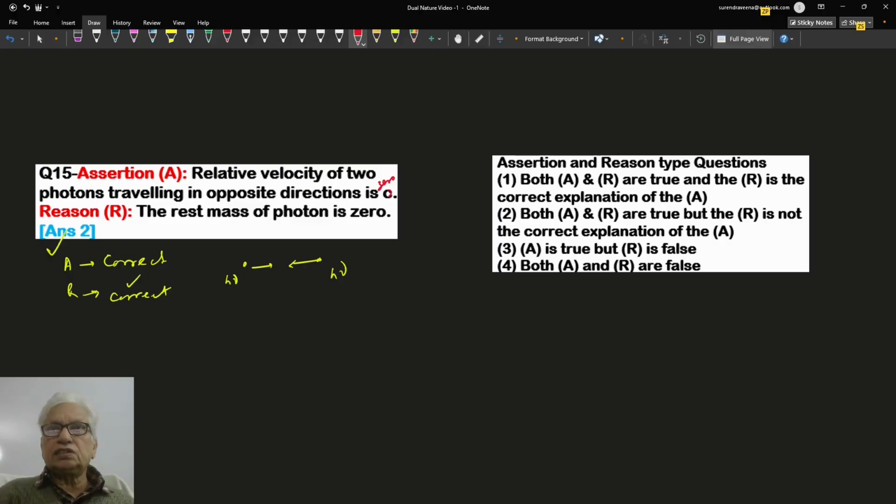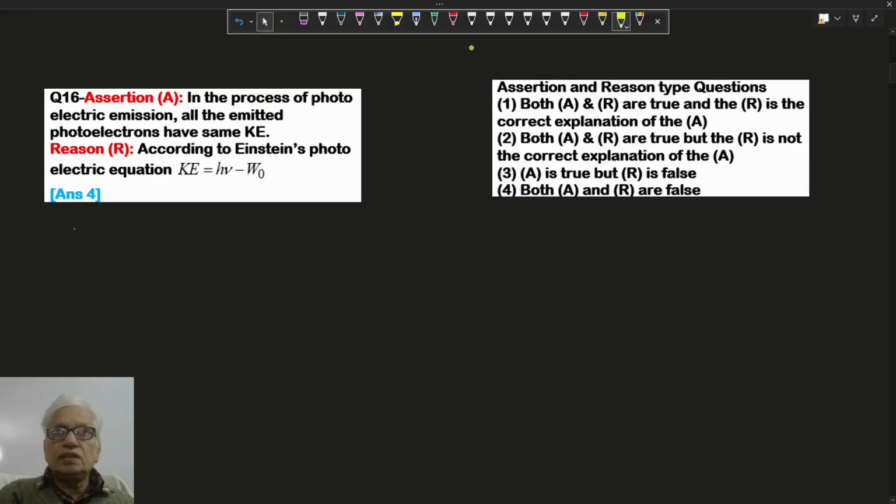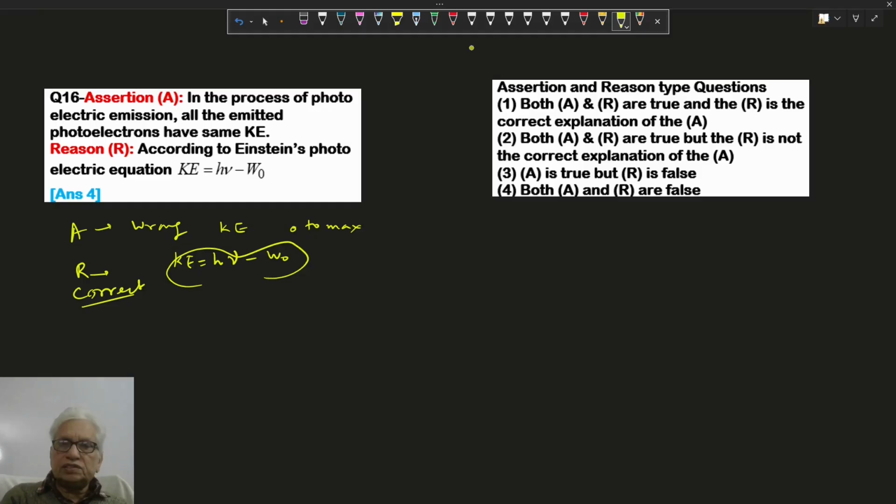So in this question, the relative velocity of two photons traveling in opposite directions is 0. It is possible. The rest mass of a photon is 0. This is also correct, but it is not explaining the assertion. Option 2 is correct. Here, the assertion: in the process of photoelectric emission, all the photons have the same kinetic energy. No, it's wrong. Kinetic energy varies from 0 to maximum for the same photons. The assertion is wrong. The reason, according to the Einstein equation, is right, but there is no such option, so 4 is correct.